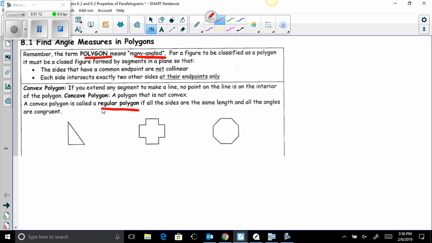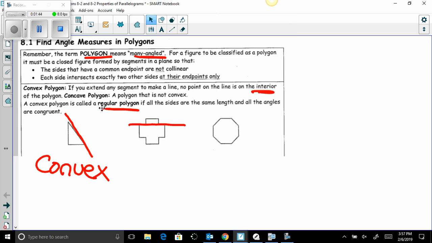So if we go ahead and look at this triangle that we have right here. If we extend any segment to make a line, so I'm going to extend this segment right here to make a line, is any point on the line on the interior of that polygon? Any point on the line is not on the interior, which means the inside of the polygon. So this is convex. If I go ahead and extend the line here, is any point on this line on the inside of the polygon? Unfortunately, this occurs. This point right here is on the inside of the polygon. So if it's not convex, it's concave.